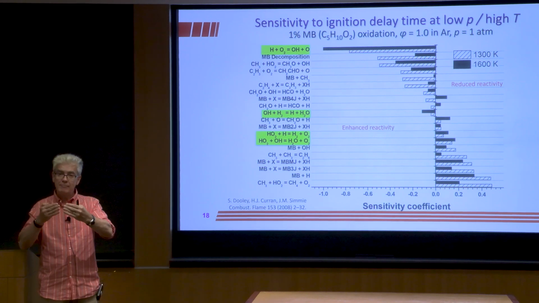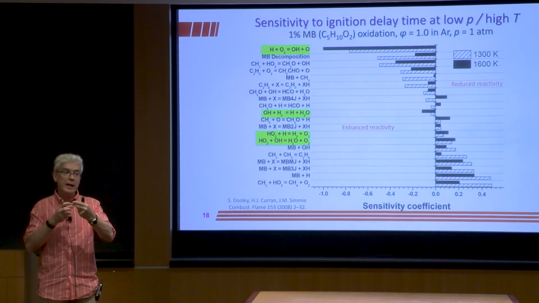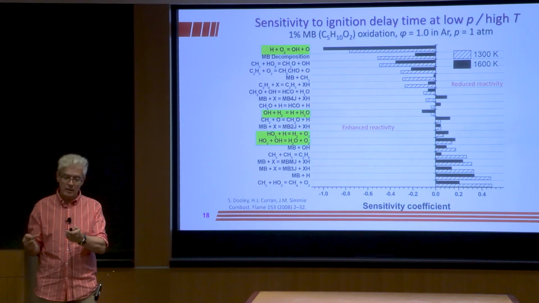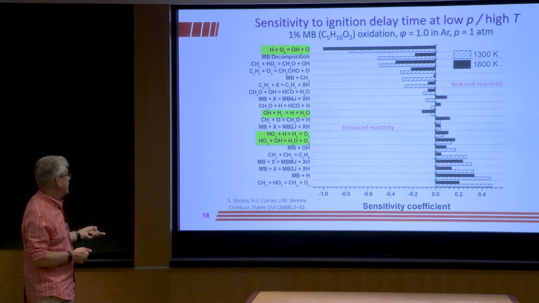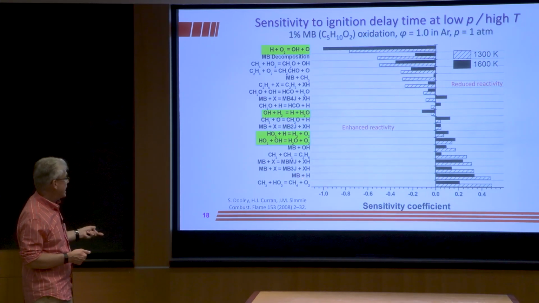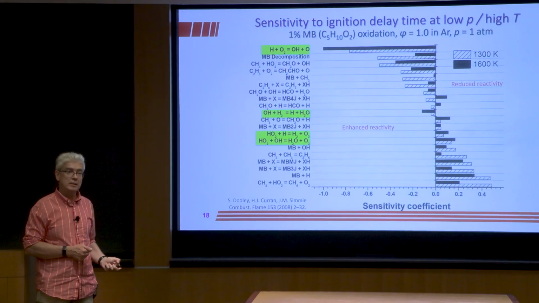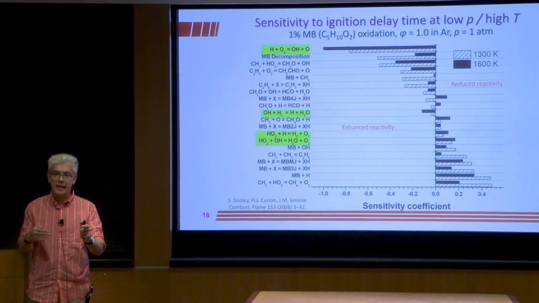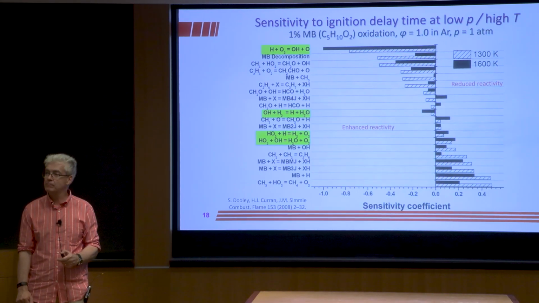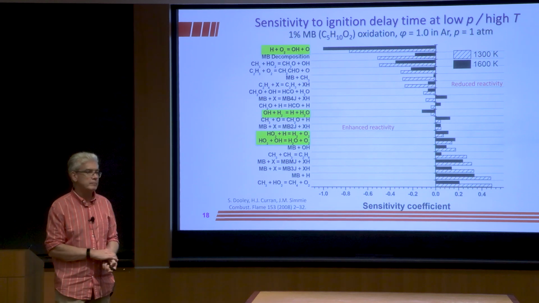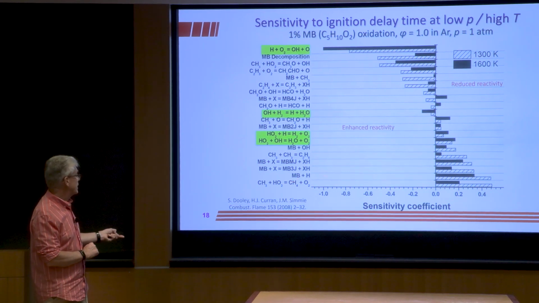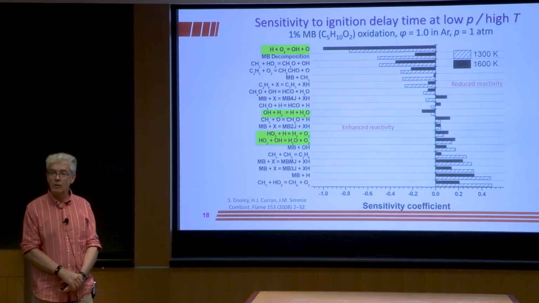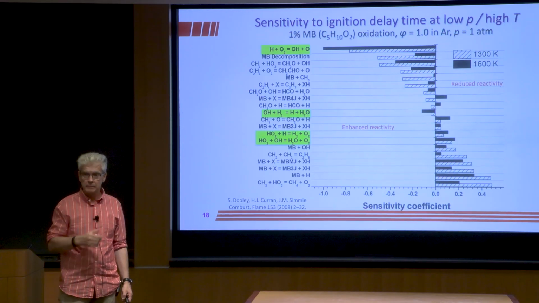So there's a branching competition going on. Some radicals produced from the fuel will enhance reactivity for you, and the other ones will inhibit it. But one thing that we see is that methyl butanoate plus H giving any radical, and any fuel plus H giving any radical, always inhibits reactivity. Why? You see here, look, it's the second most inhibiting reaction on the graph. Why would that be? Consuming hydrogen radical?